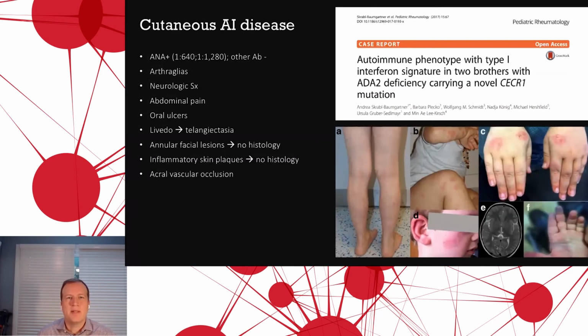Brief mention about cutaneous autoimmune disease. This was 2 patients, 2 brothers, who had high titer ANA as well as a variety of other autoimmune features suggesting a lupus-like presentation. They did have livedo and oral ulcers. There are a variety of different skin features that you can see here and that were described in this paper suggesting a lupus-like skin phenotype, but there actually was not histology associated with it. So whether or not this truly represents lupus in the skin, I think we have to say is still unclear.